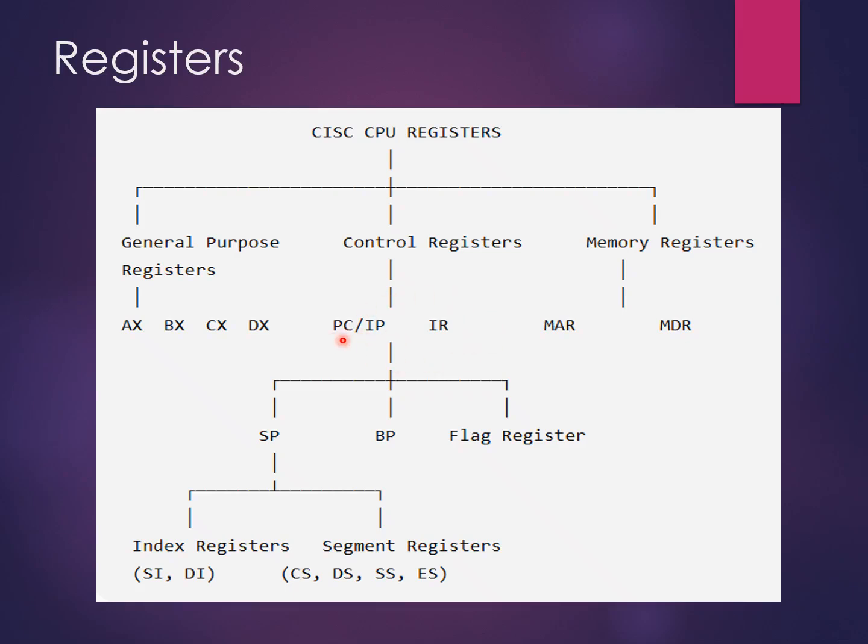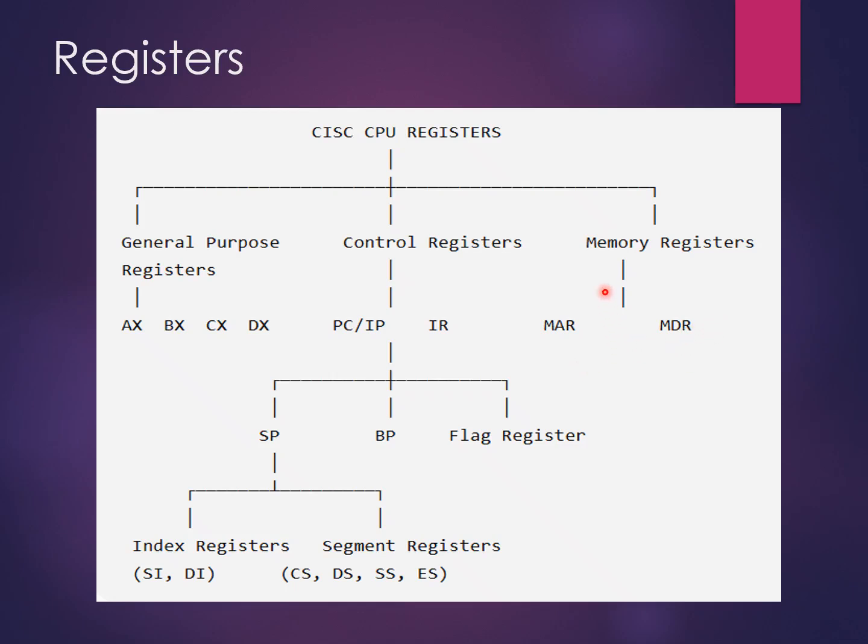Then PC means program counter. It stores the address of the next instruction. Again, the memory registers. What are memory registers? They are the MAR, the memory address register, and the MDR, the memory data register.